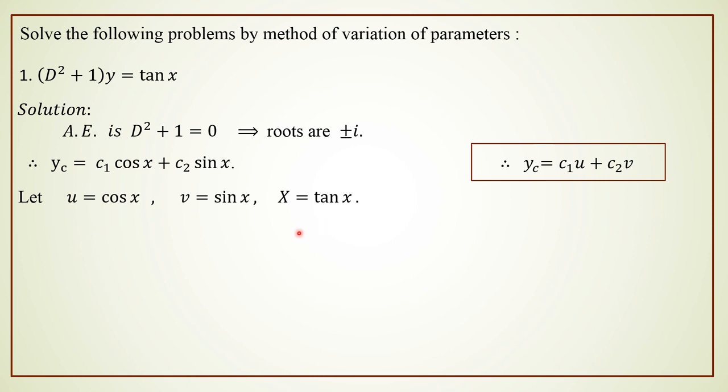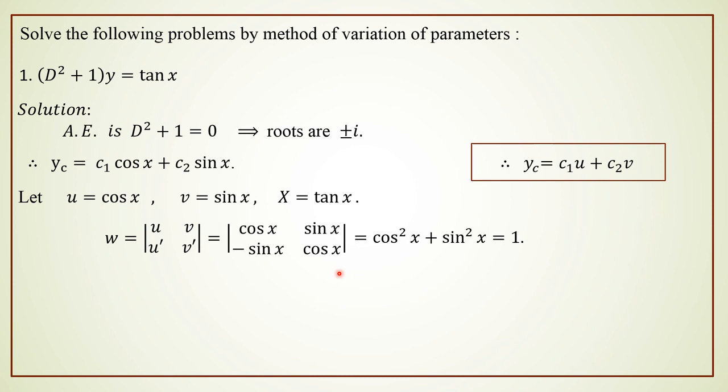Then in order to find the particular integral, we need to compute the Wronskian. The Wronskian is given by W is equal to the determinant of u, v, u dash, v dash. What is your u over here? u is cos x, v is sin x. Differentiation of cos x is minus sin x, and the derivative of sin x is cos x. Now just find the determinant. The determinant over here is 1. So the Wronskian of u and v over here is 1.